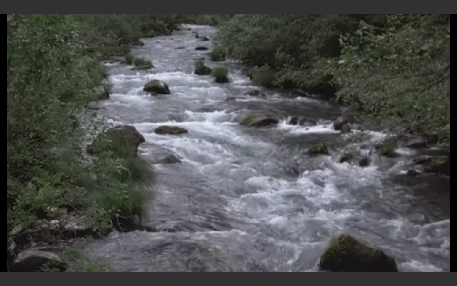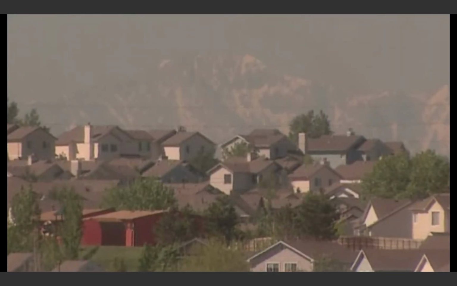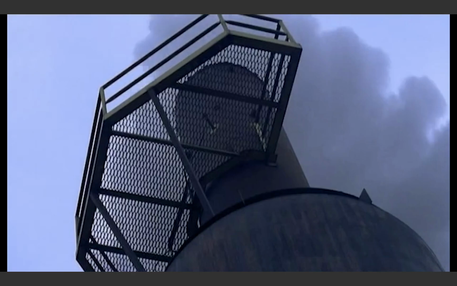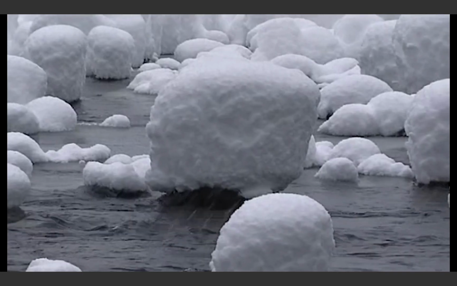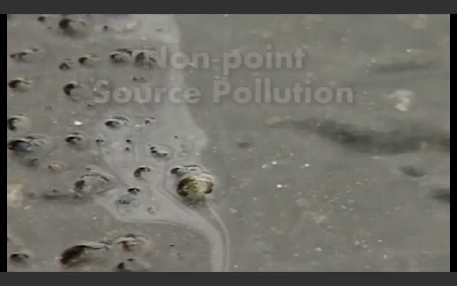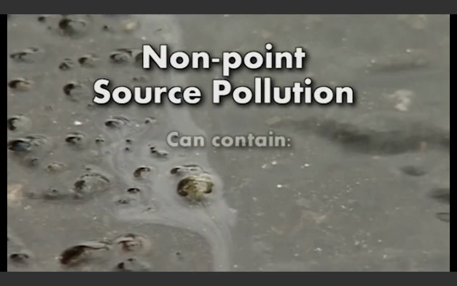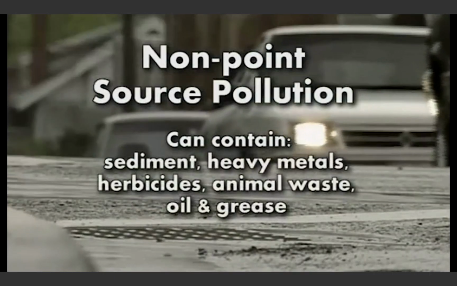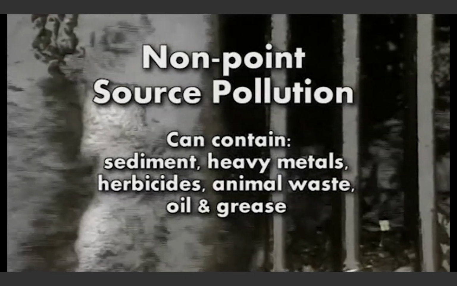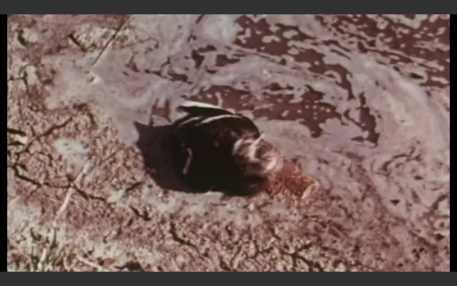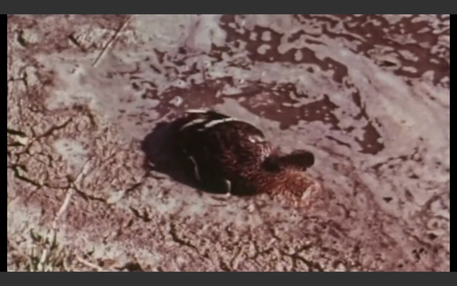Protecting our waterways requires vigilance of not only the pollution created in homes and by industry or point sources, but also the pollution collected as snowmelt and rain runoff parking lots, parks, and farm fields. This latter is known as non-point source pollution and can contain such things as sediment, heavy metals, herbicides, animal waste, oil, and grease. Wastewater treatment helps keep the point source pollution out of our rivers and streams.